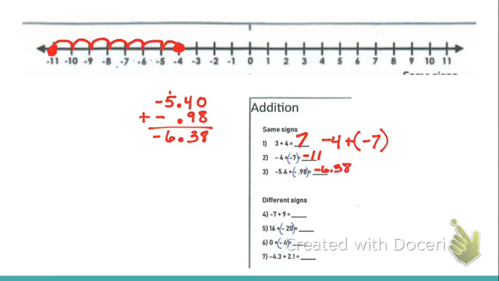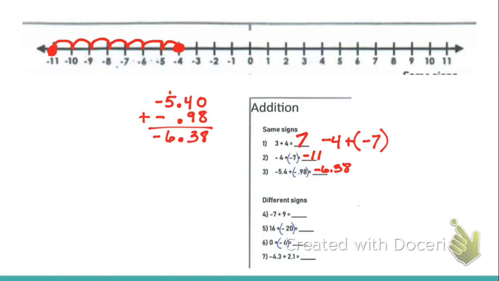Okay? And when we return from lunch, when we get to signs that are different, that's when it's a little bit different. That's when you have to think subtract and not add. So if they have two different signs, you're going to subtract the two numbers. So let's pretend for a second that the number 7 and 9 in number 4 don't have any signs. If I said subtract 7 and 9, you would get the answer 2, right? Because 9 minus 7 is 2.